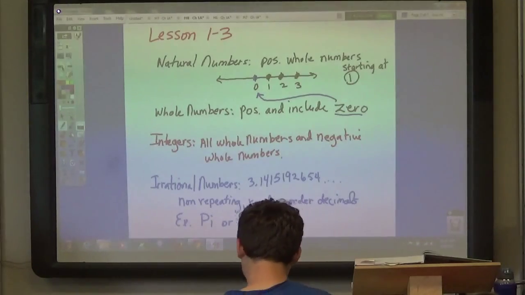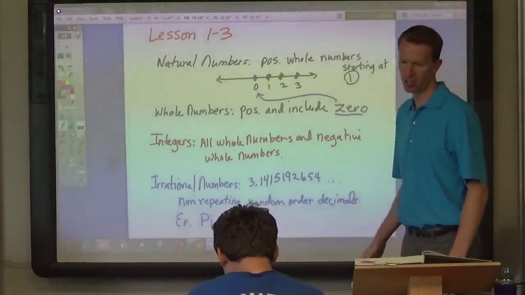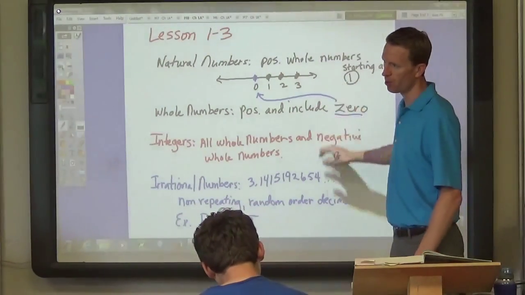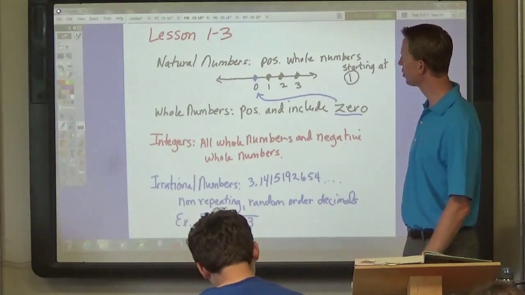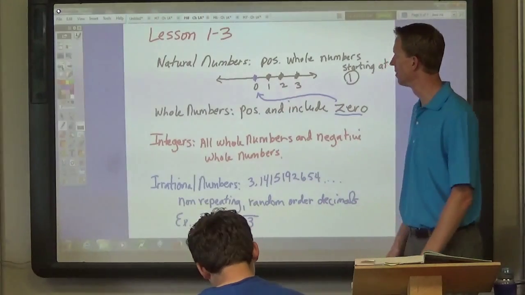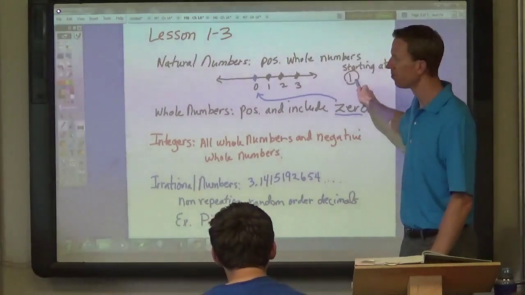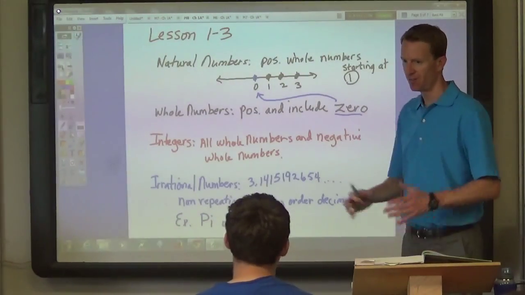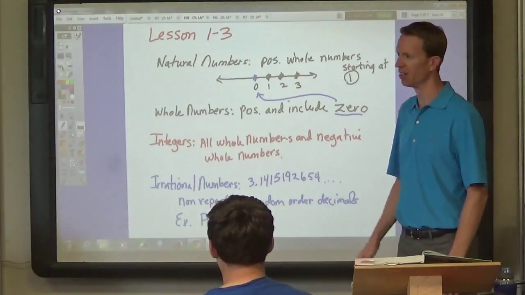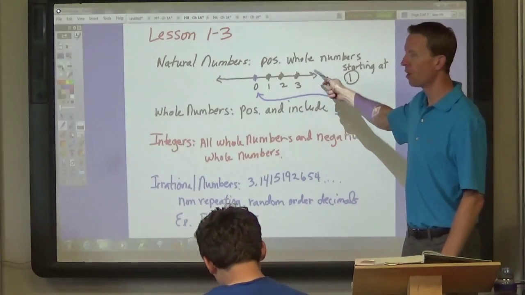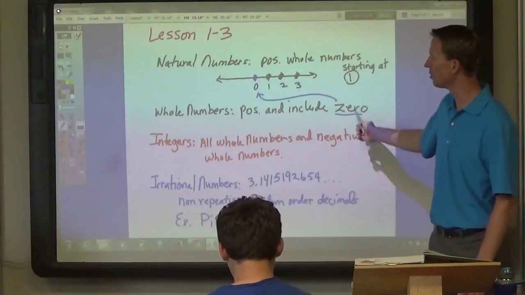Okay, 8th graders, y'all are going to learn lesson 1.3, which is identifying types of numbers and reviewing the different types of numbers that you'll see in math. Start with the simplest, natural numbers. Natural numbers are positive whole numbers starting at 1. So 1, 2, 3, 4, all the way to infinity, right? Or as far as you can think. Positive whole numbers does not include 0. Okay? Whole numbers does include 0.